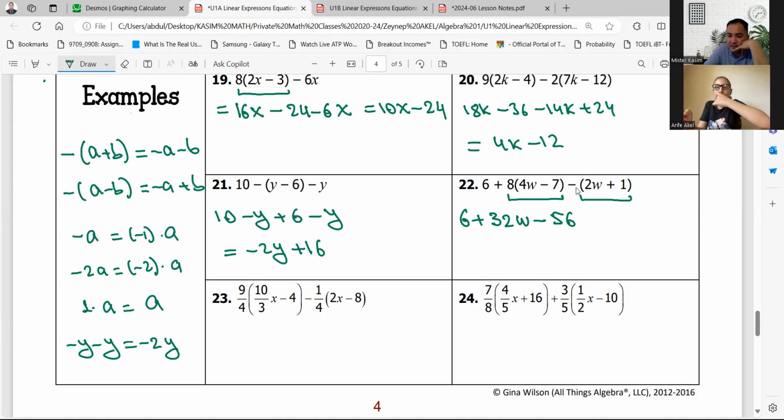And now here we have negative 2 times x plus 1. If it's just negative, just change the sign. That's it. Here we have positive 2 becomes minus 2x. Minus plus, it is minus 1.